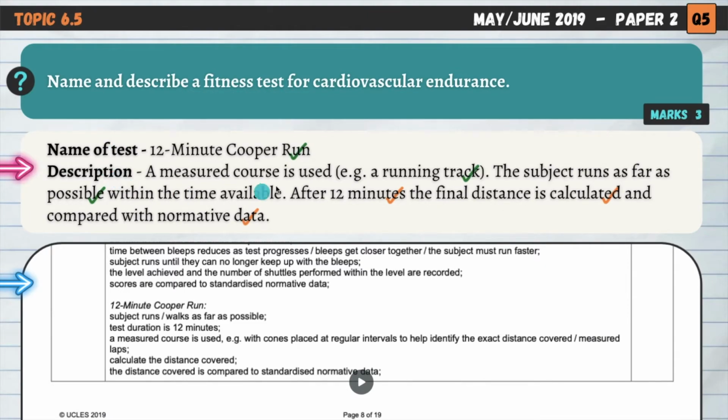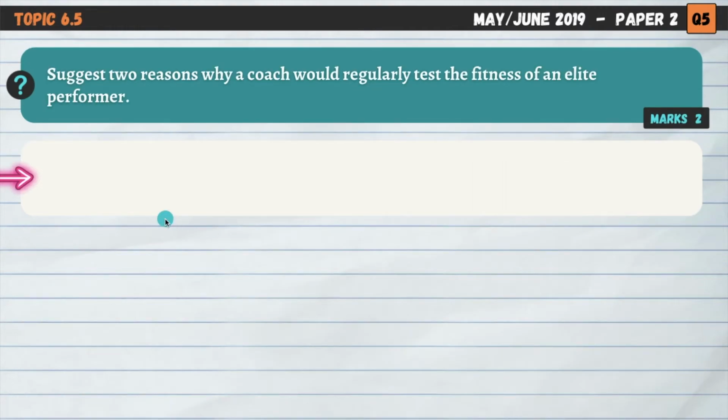But the key thing here, whenever you need to describe a fitness test, think from start to finish. If you were setting up and completing that test yourself, step by step, what would you do? We find a running track. We run as far as possible within that 12-minute time period. We're going to calculate our distance that we cover, and then we're going to compare it with that normative data. Step by step, you'll cover all your bases and you'll get the marks available.